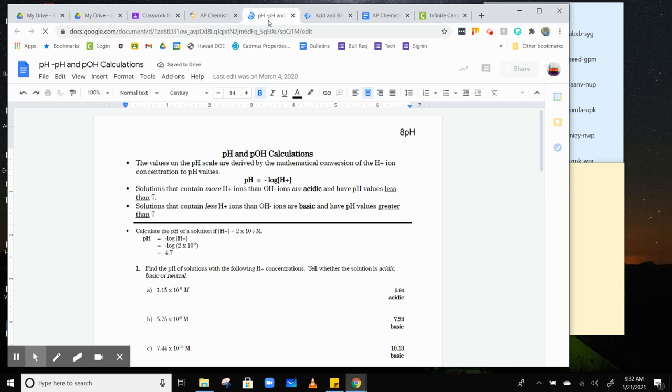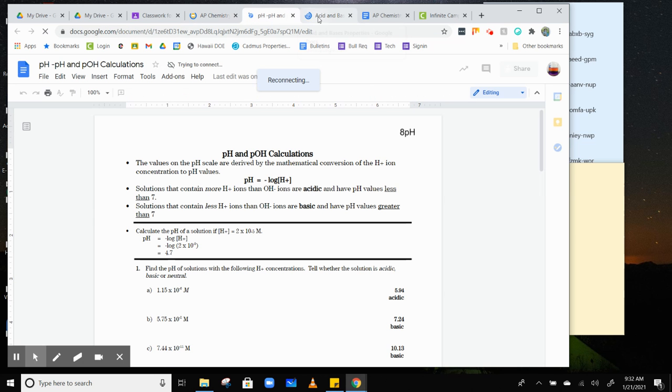As soon as it loads. Sometime today it will load. Yeah, so these are loading.